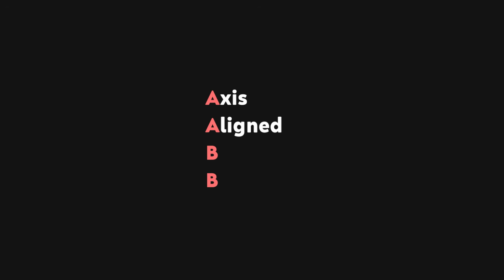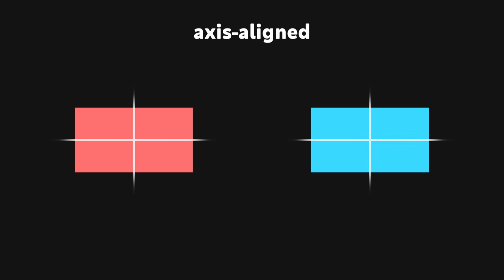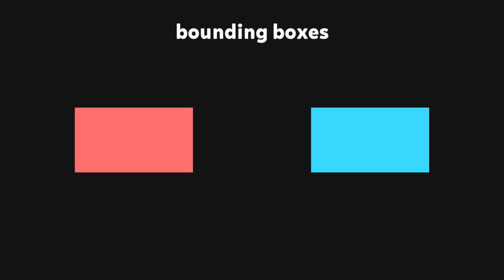AABB stands for Axis Aligned Bounding Boxes, and it's the simpler method out of the two I'm going to talk about. AABB is decently limited because it only works on non-rotated rectangles. This is actually where it gets its name from. Axis aligned means, well, aligned to the axis, which is another way of saying non-rotated. And bounding boxes refers to the rectangular nature of the shapes. The calculations for AABB are based on the edges of the two rectangles.